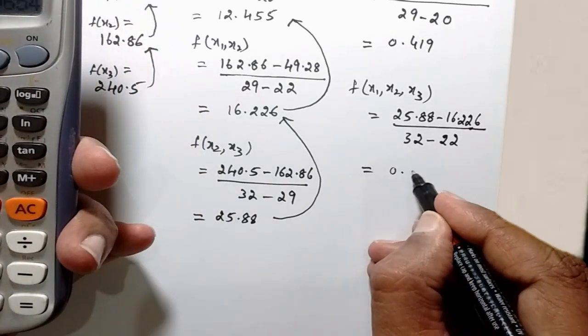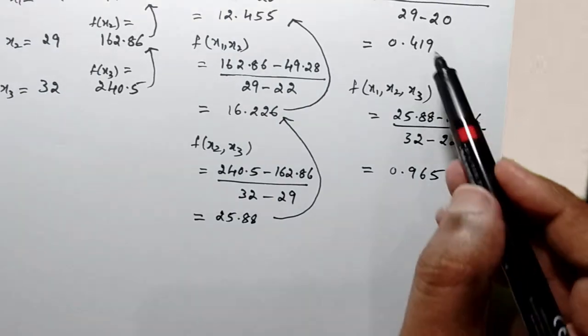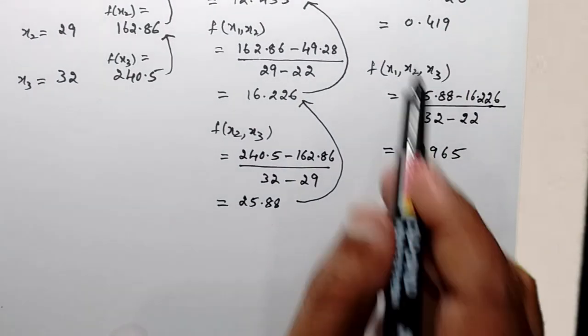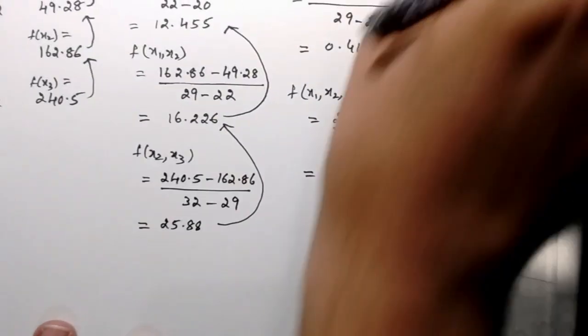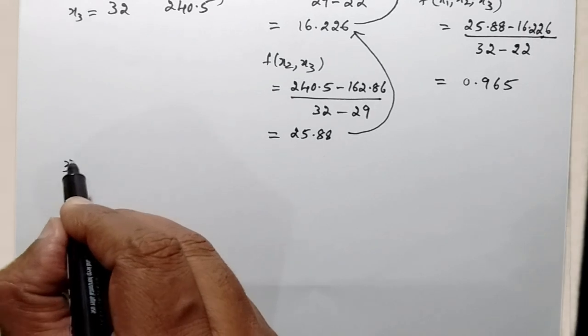So to 3 decimals you can approximate 0.965. But there is one more value here. 2 more values are there. You have to go on proceeding till you get one more value. One more. If you have space, you can write it there or here itself. I'll continue the third divided difference.